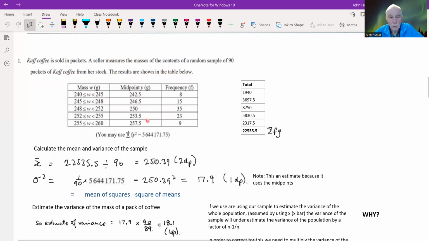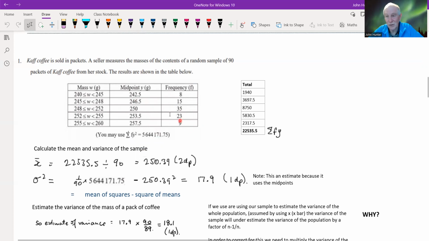But we can still draw conclusions from this. So it goes on to say, calculate the mean and the variance of the sample. So I'm just looking at the data for this 90 packets. Okay, so what we are doing, if we want the mean, then basically we want to add up all the weights of all 90, divide by 90, and that will give us our mean.